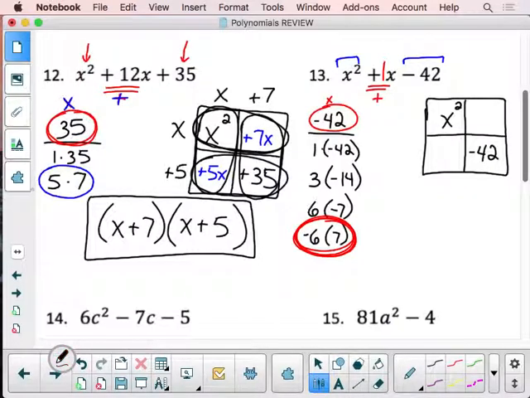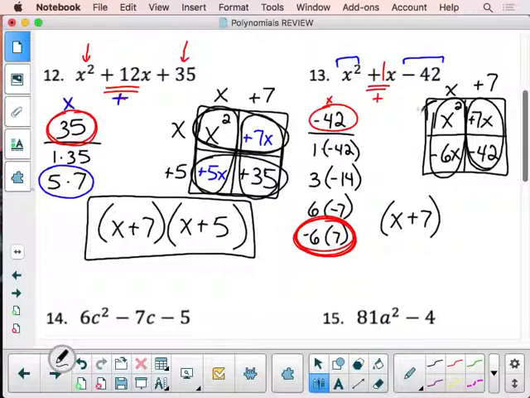So we put the negative 6x and a positive 7x, and we ask ourselves, what do 7x and negative 42 have in common? They both are factorable by 7. What do x squared and negative 6x have in common? They're both divisible by x. So we have one of our factors is going to be x plus 7.